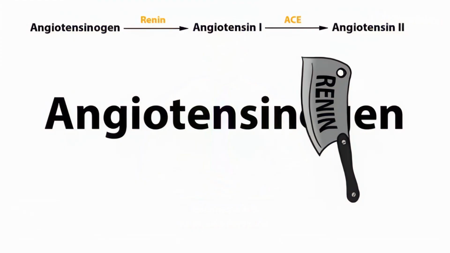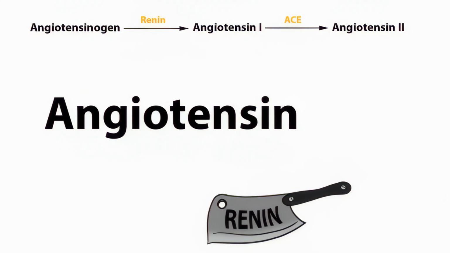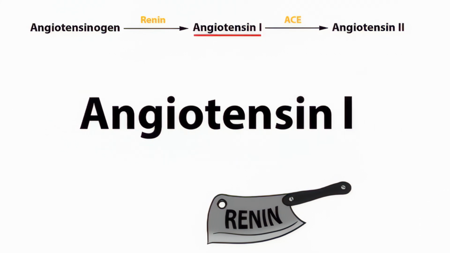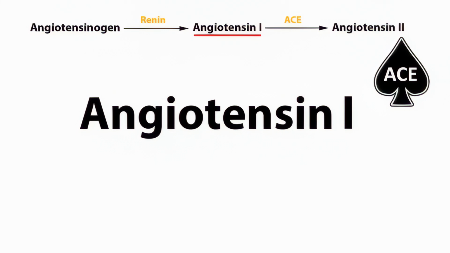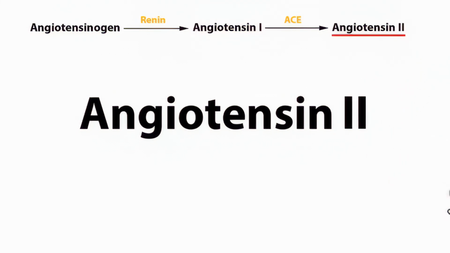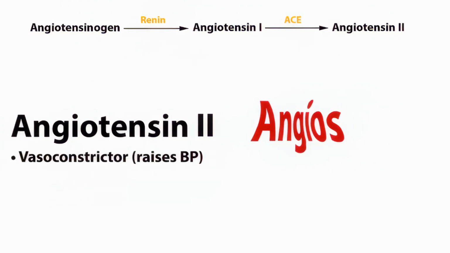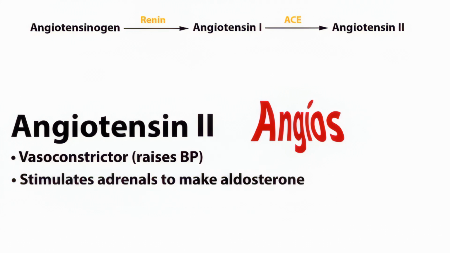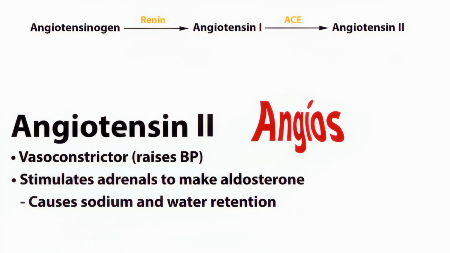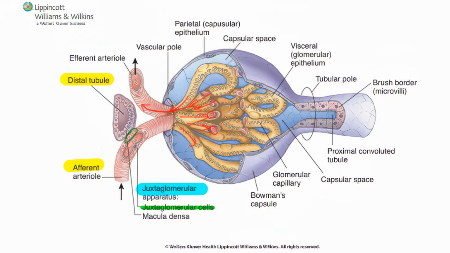And renin kicks off the renin-angiotensin-aldosterone system. Renin cleaves angiotensinogen into angiotensin 1, and then angiotensin-converting enzyme converts angiotensin 1 to angiotensin 2. And angiotensin 2 has 2 functions. It's a potent vasoconstrictor, and that raises blood pressure. And it also stimulates the adrenals to make aldosterone, and then aldosterone causes sodium and water retention. So if the renal arterial pressure is low, the JG cells will sense that, and they're going to secrete renin. That's going to ultimately generate angiotensin 2 and raise the blood pressure.